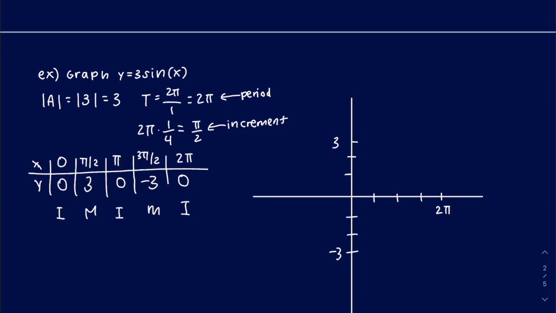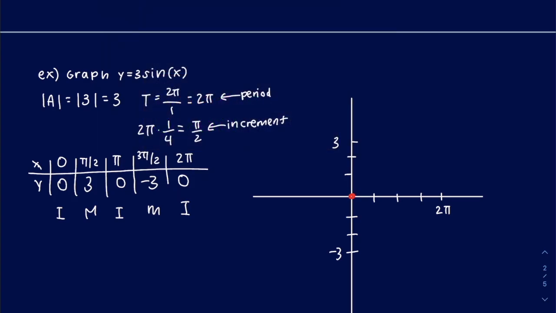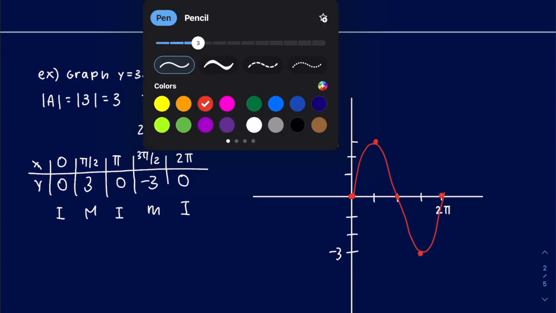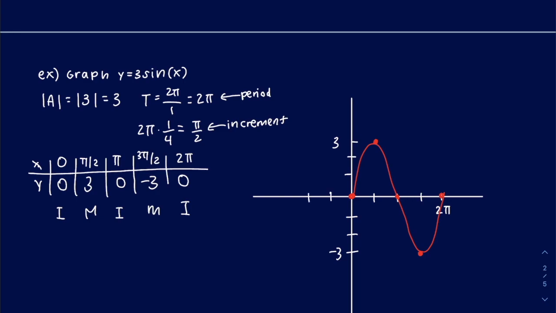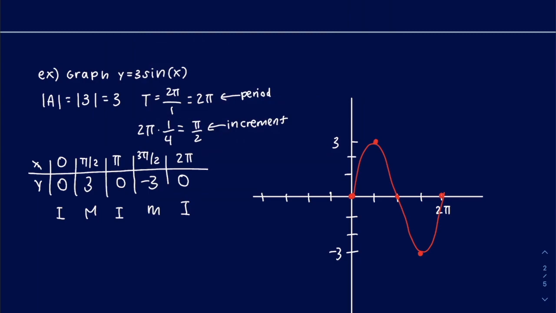So let's actually plot these points. We start at 0, 0. We move on to pi over 2, 3, pi, 0, 3 pi over 2, negative 3, and then 2 pi, 0. So this is one period of the graph. If you were asked to find 2 periods of the graph, you would just continue the pattern in any direction. So here I'm going to go backwards.